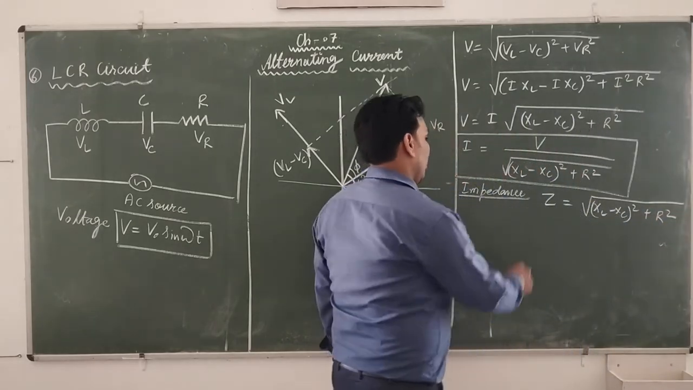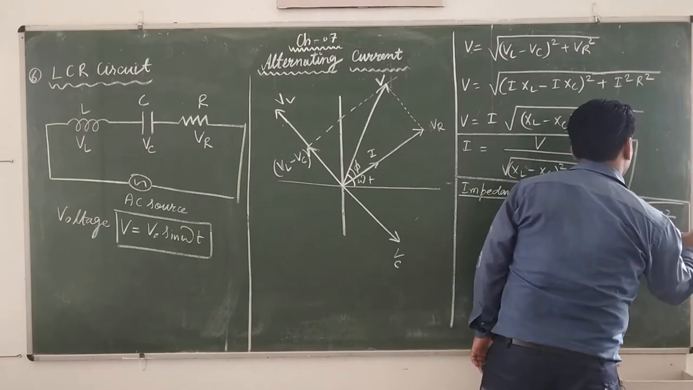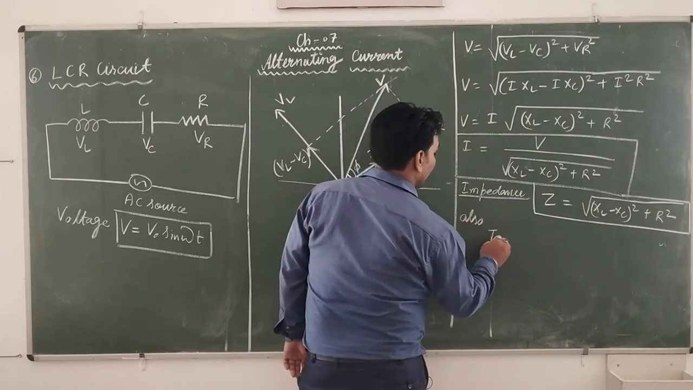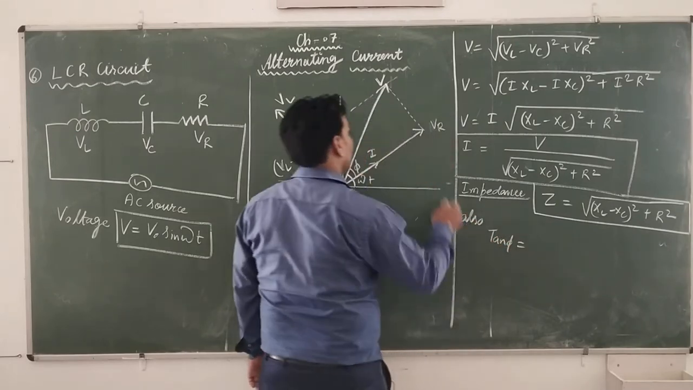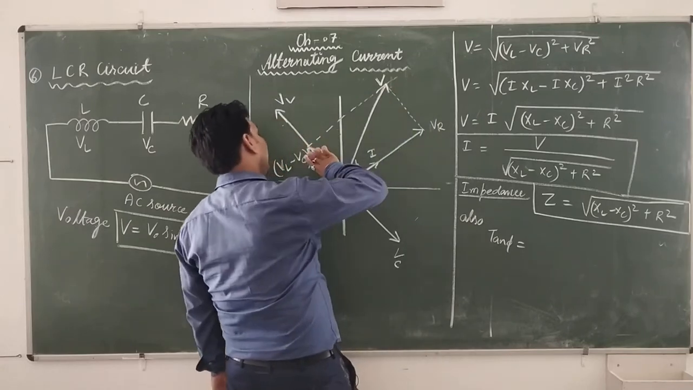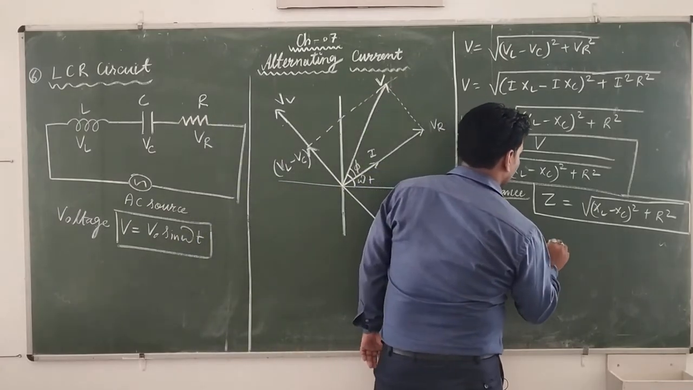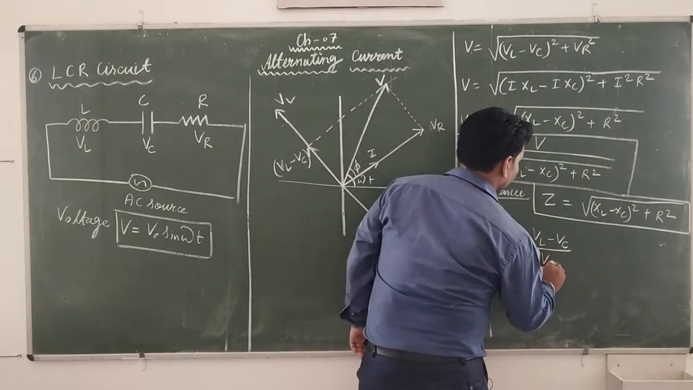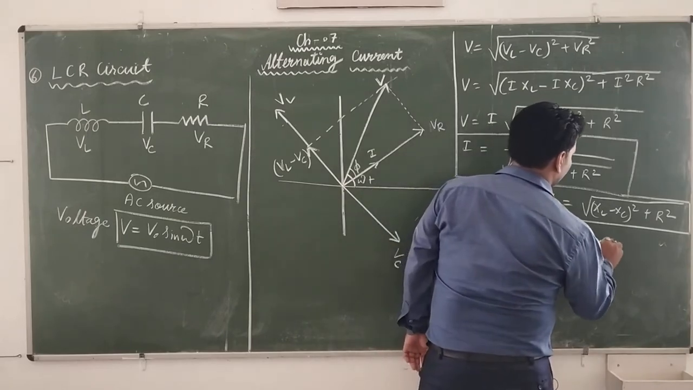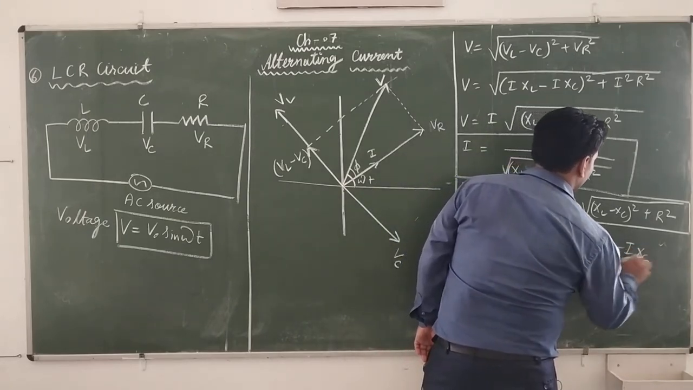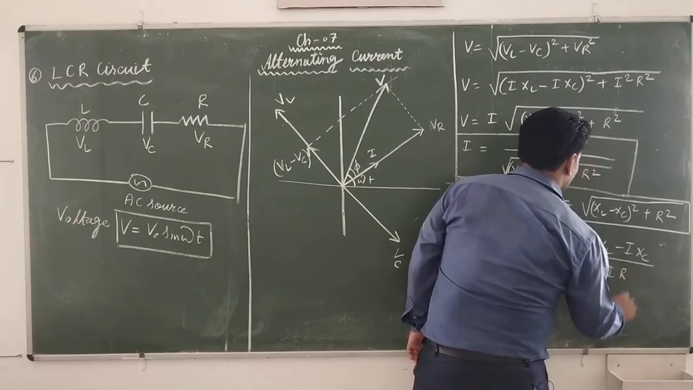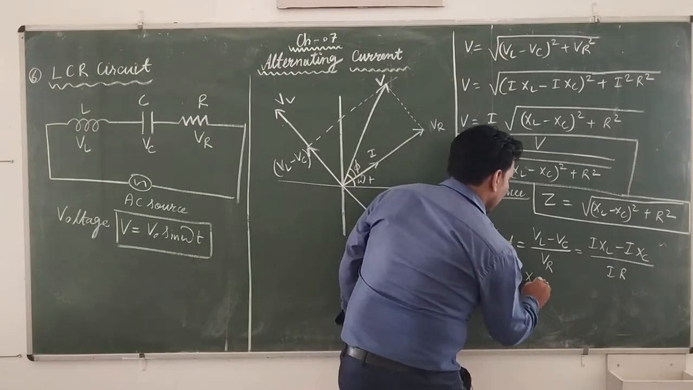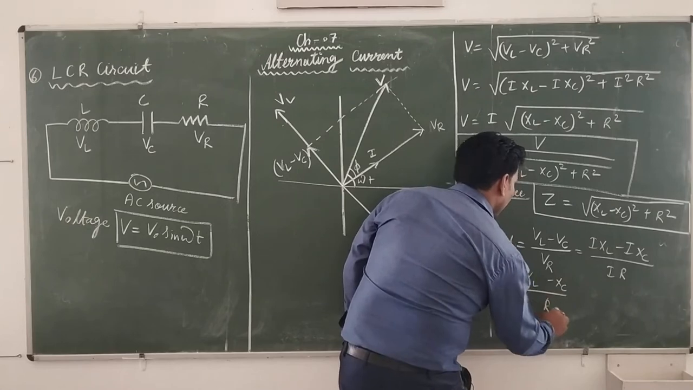Okay. Now, also we have to find the value of tan phi. So for tan phi, this time this works as the perpendicular, and this length is VL minus VC. So it is VL minus VC upon the base, which is always VR. Now if we solve it, we are going to have IXL minus IXC upon IR. I is cancelled from everywhere. We are going to have tan phi is equal to XL minus XC upon R.